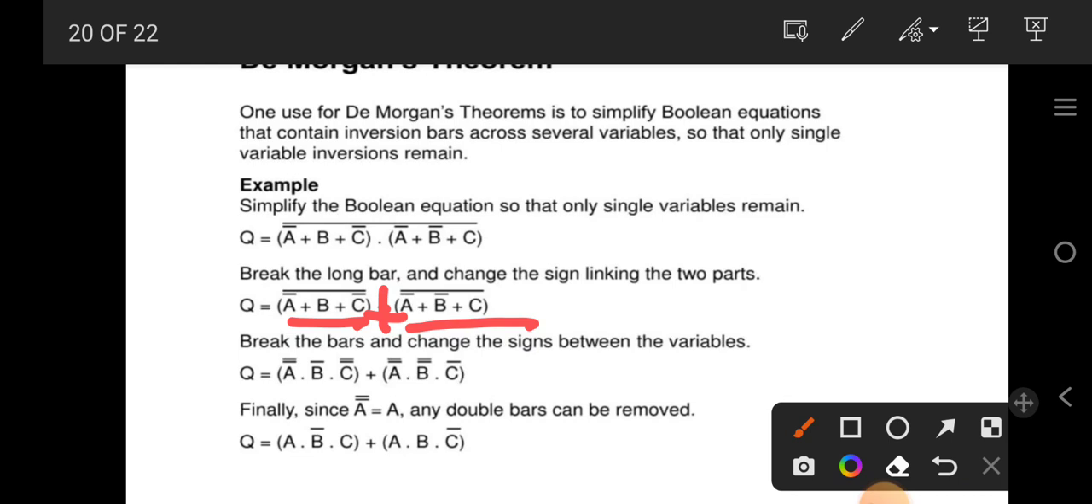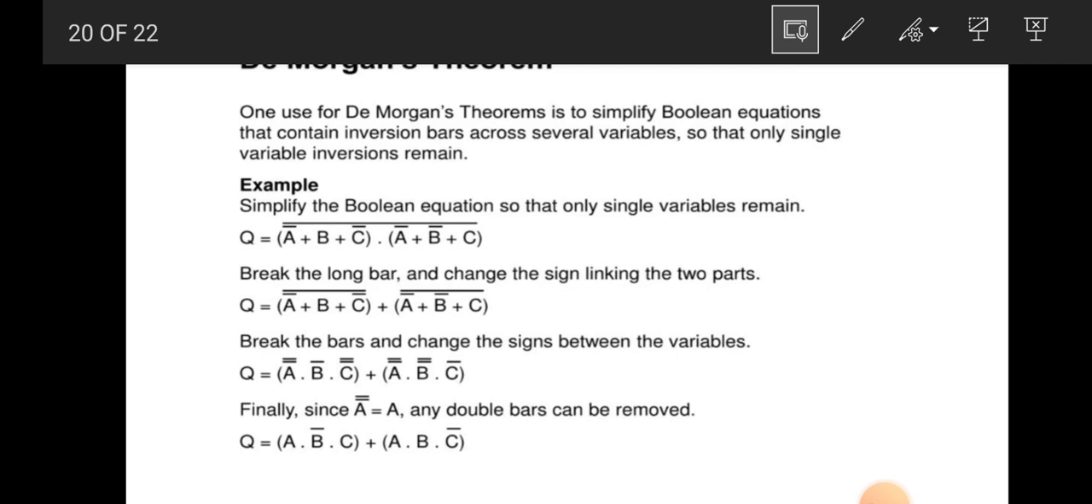So here the bar is completely on this bracket and the symbols are plus symbols between the three terms. Now change the symbols, we have written here dot and we have split the bars. Now A got 2 bars, B got 1 bar and C got double bars. Similarly the same rule we have applied here. Split the bars and changed the symbol to AND from OR. So we will get the third equation.